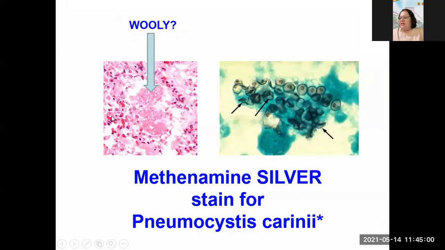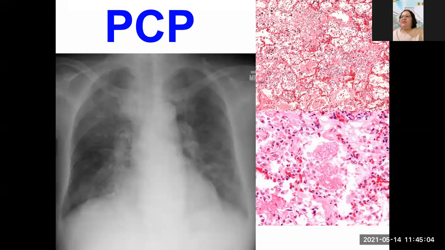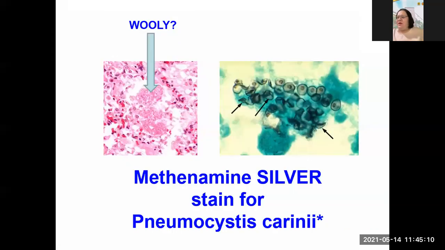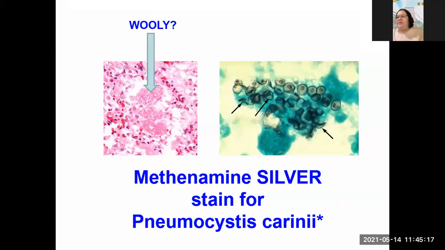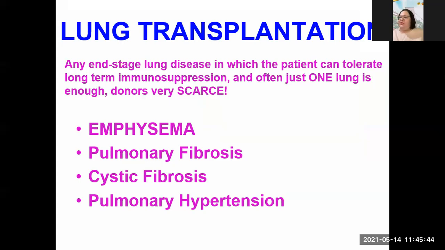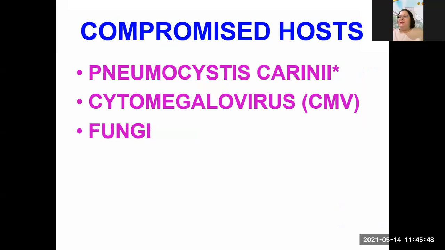Okay, so let's go back to this one. So this is your Pneumocystis carinii. And if you look at the right slide on the bottom, we're going to go into a close-up here. It has a woolly appearance. And then when you stain it with methenamine silver, this is the stain for Pneumocystis carinii, and you can actually see this on a close-up. So that's a woolly appearance. So that's your Pneumocystis carinii.